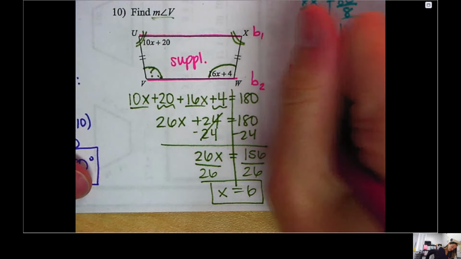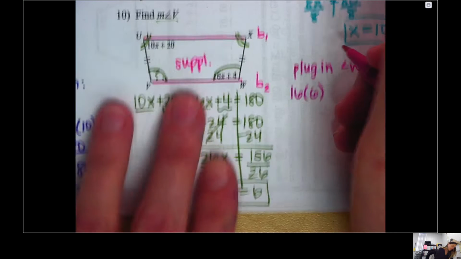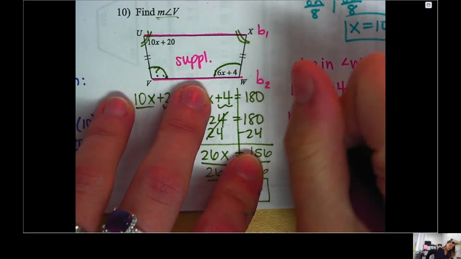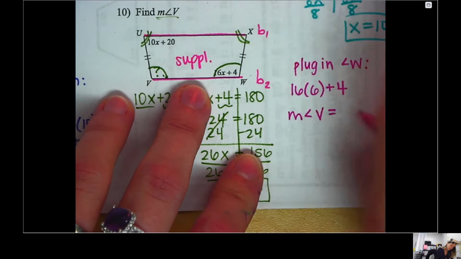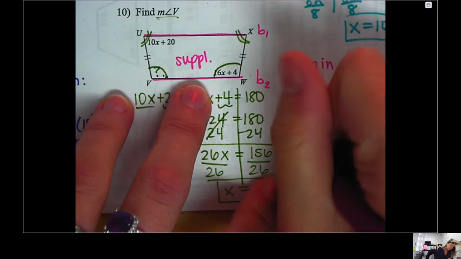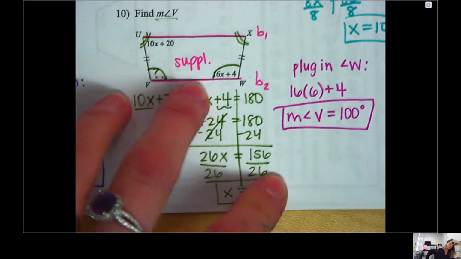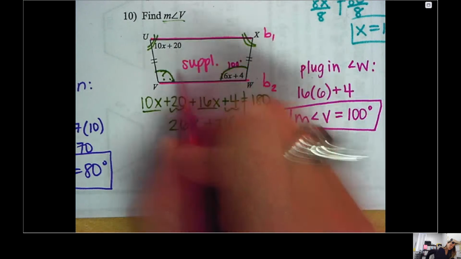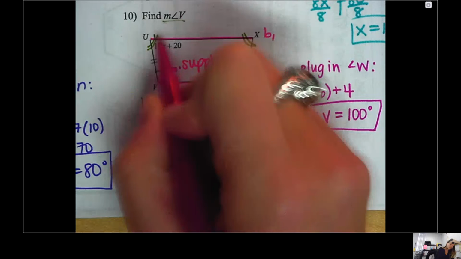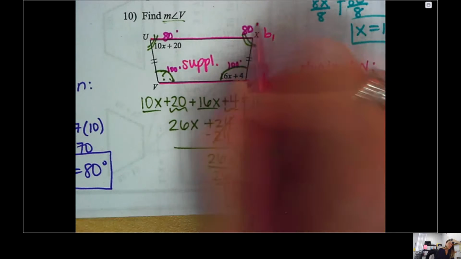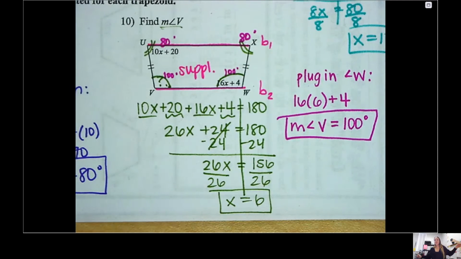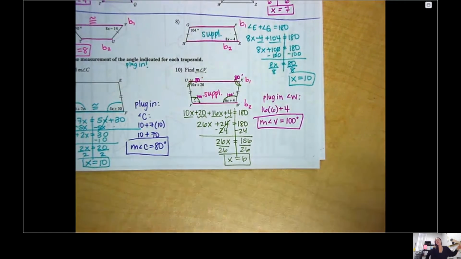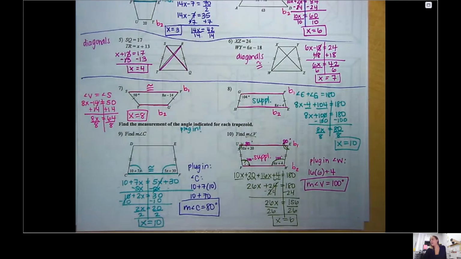So 16 times 6 plus 4. So the measure of angle V is 100. We're talking about an angle, so it would be degrees. So since this one's 100, this one's also 100, which would then mean these are both 80 degrees because they're supplementary. Okay, and we're done. That was everything you need to know about trapezoids. So now you can flip it over to the back and give the trapezoid problems an attempt.